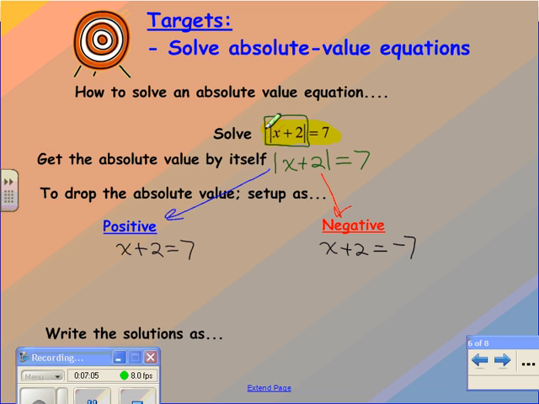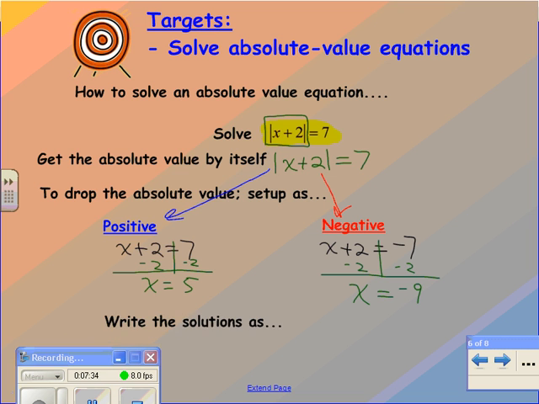So on the one side, I'm going to subtract 2 and subtract 2 here. So I'm going to have x is equal to 5. Then on the other side, on the negative side, I'm going to subtract 2 from there as well. Notice I'm getting two different answers. So I'm going to have x on the left is equal to -9. So those are my two possible answers for that absolute value equation.